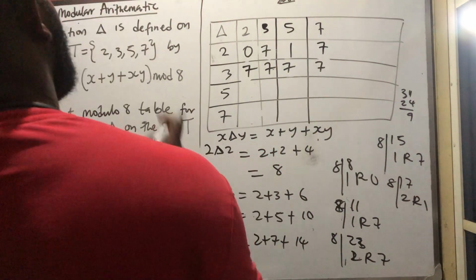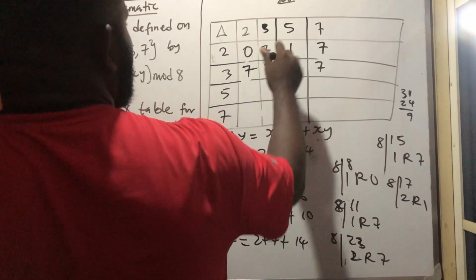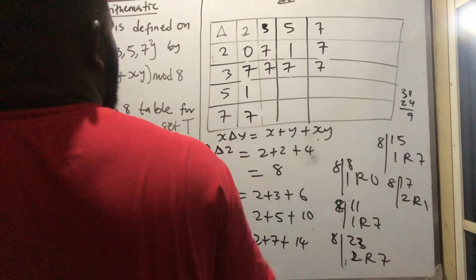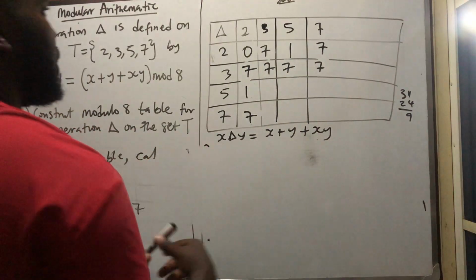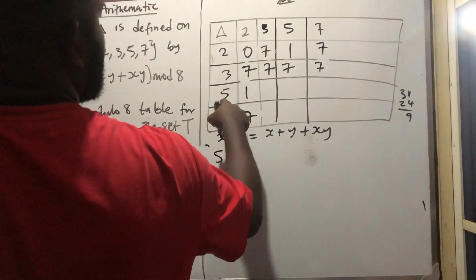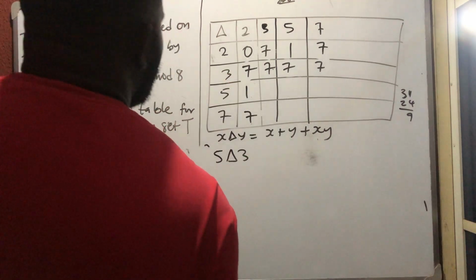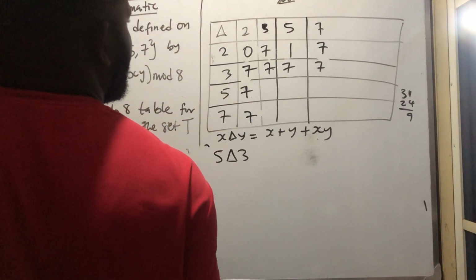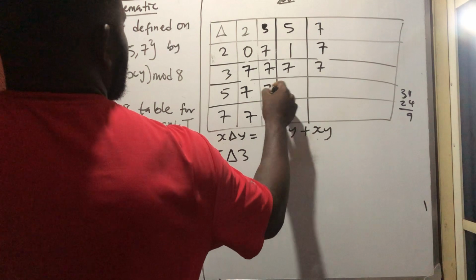Okay. So the next one we'll look at is 5. 5 operates on 2 is same thing as 2 operates on 5, which is 1. 7 operates on 2 is same thing as 2 operates on 7, which is 7. So now let's look into the other ones. We're having 5 operates on 3. 5 operates on 3 is same as 3 operating on 5, which is 7.